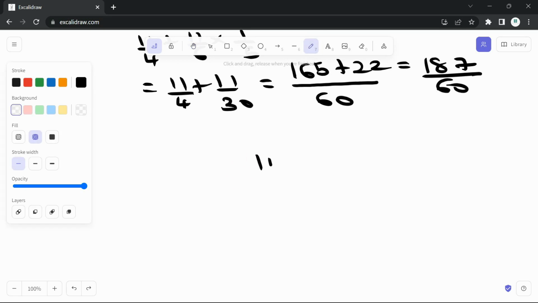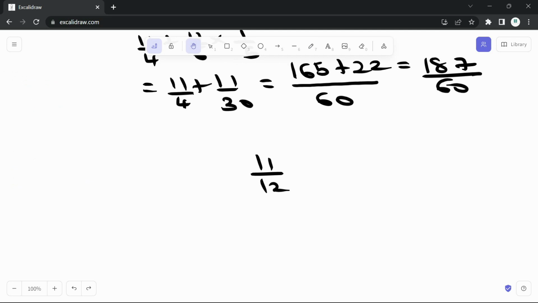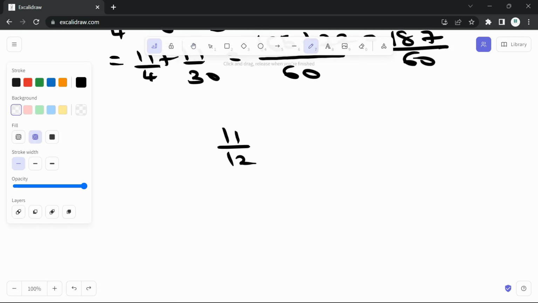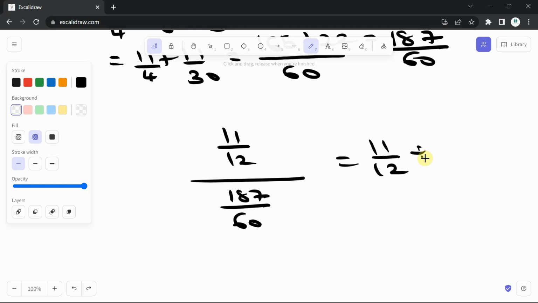So we had 11 over 12, just to confirm. Yes, and we had what? 187 divided by 60, right? So let's now break it down. So it's like saying 11 over 12 divided by 187 over 60, right? So for us to take care of this division, we have to do what? We have to take the inverse, right? So times 60 over 187.